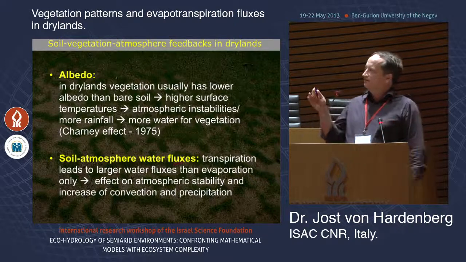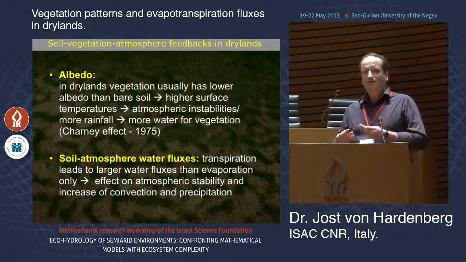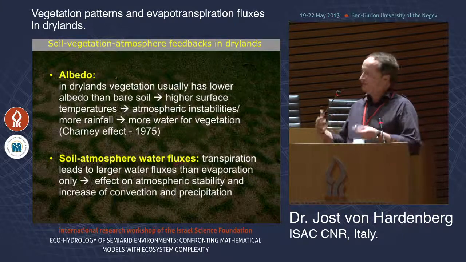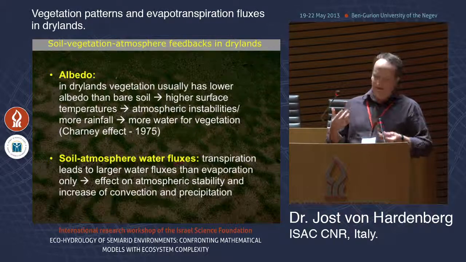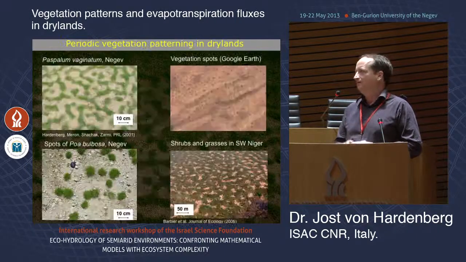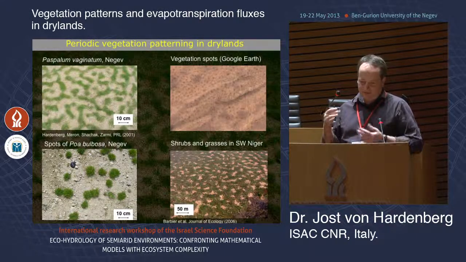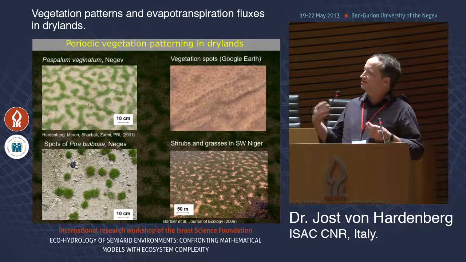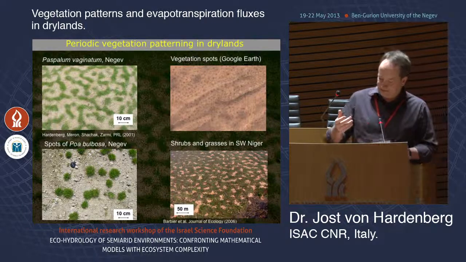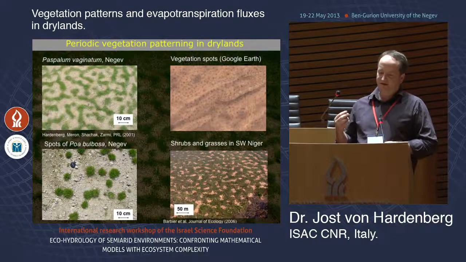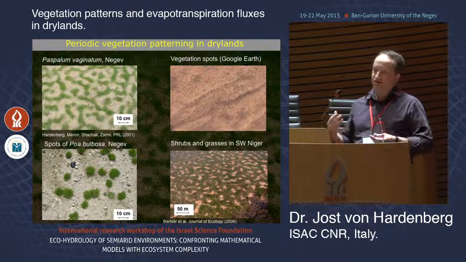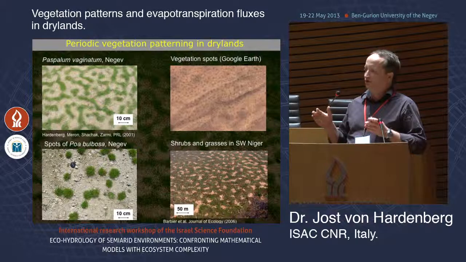Another example is feedbacks due to the transpiration itself, which is controlled by the vegetation. The transpiration fluxes from the vegetation will lead again to effects on atmospheric stability. This has actually also been discussed recently in some papers. And again, in this case, increased convection and precipitation feed back on the vegetation system. These two specific examples can occur at a wide range of scales, but the Charney effect and also the second one are thought to be more relevant at the regional scale.